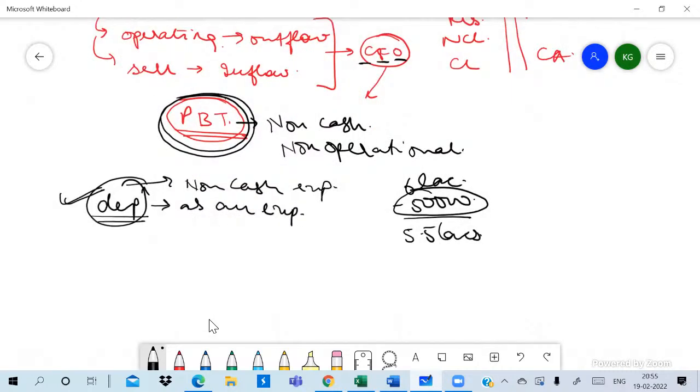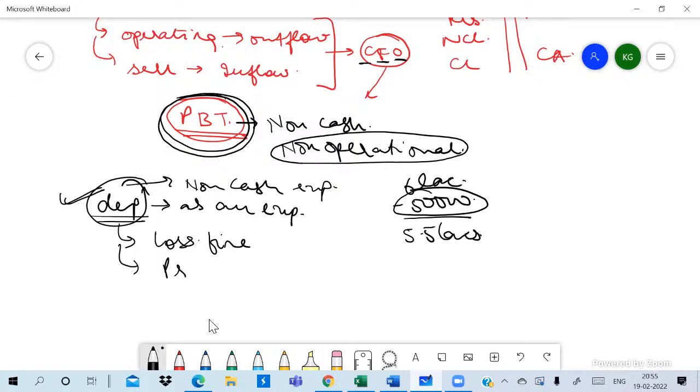Let's say I've got non-operational income or expense. For example, there's a loss because of fire. So that's an expense for me. That's not from my day-to-day operations. I've sold, let's say, a machine, and when I sold it, I made a profit. So there's a profit on sale of machine.